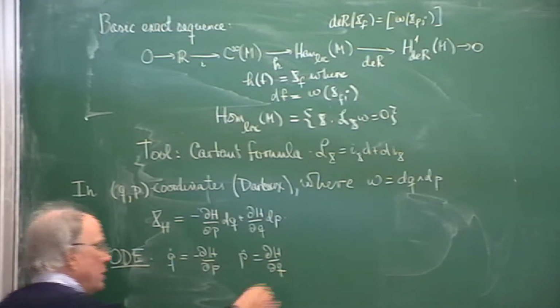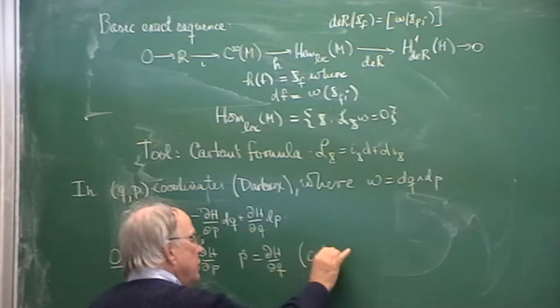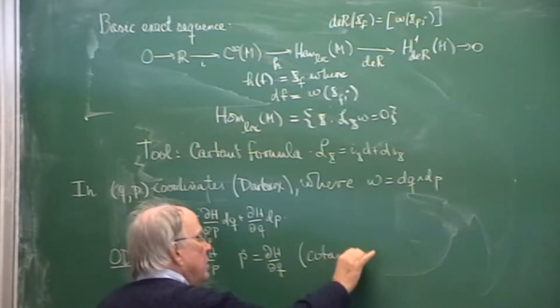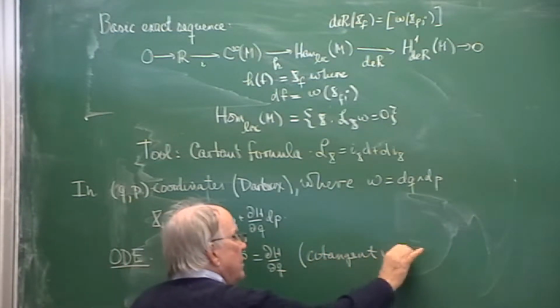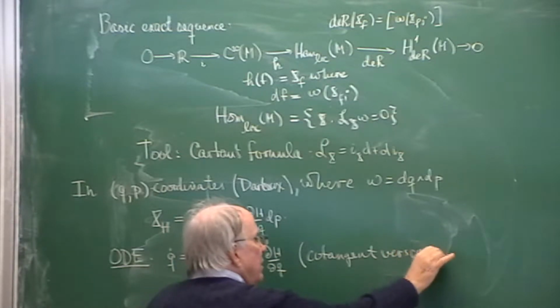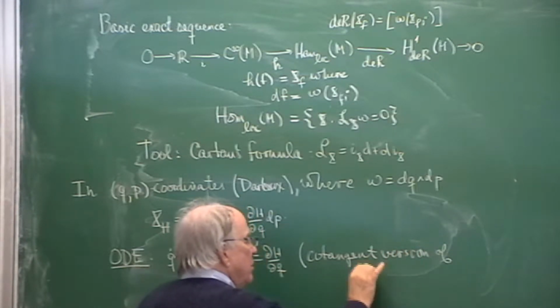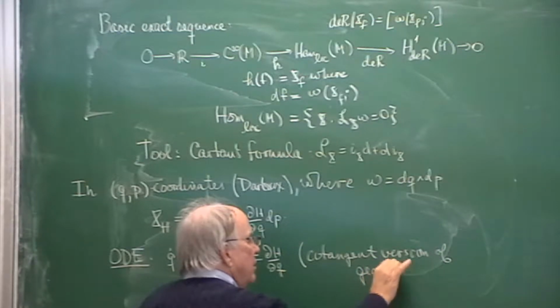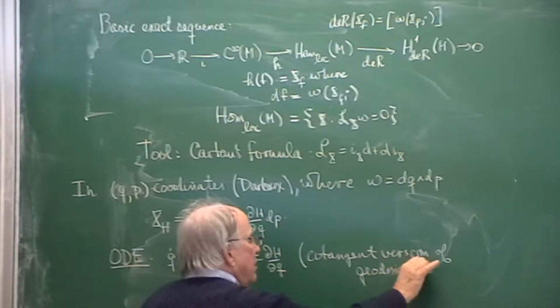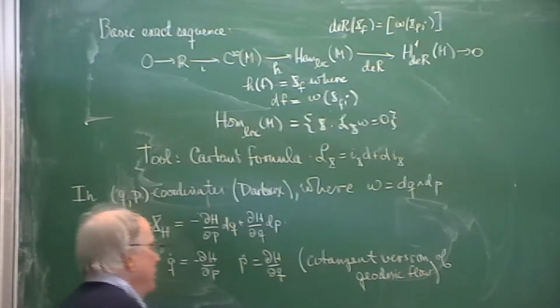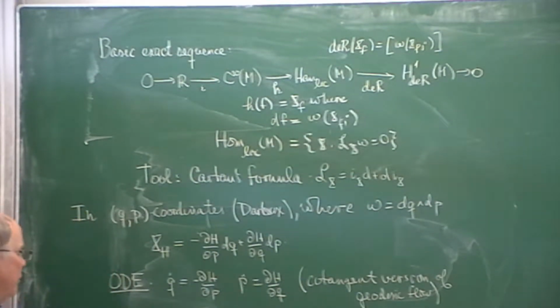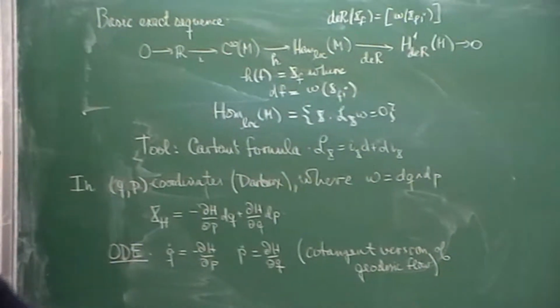And this is the cotangent version of geodesic flow. It may or may not be a global flow, depending on many things.